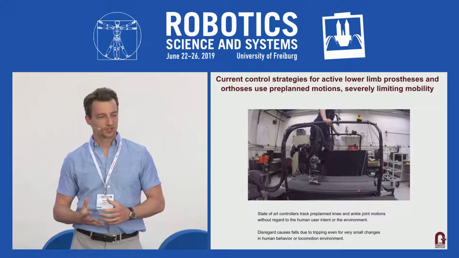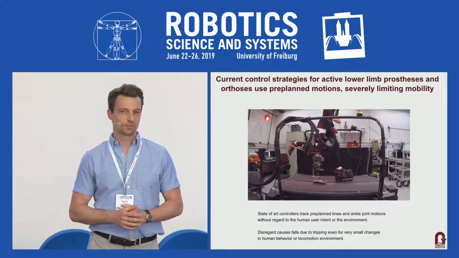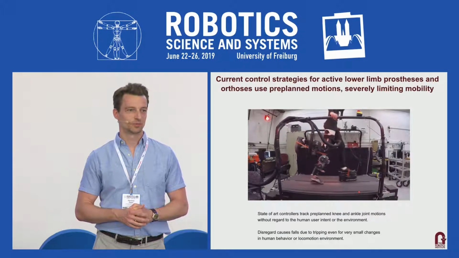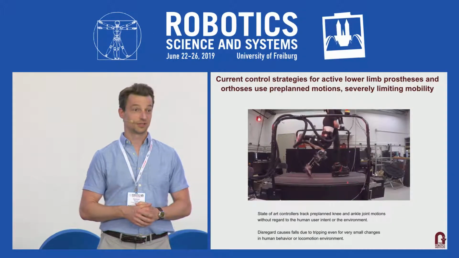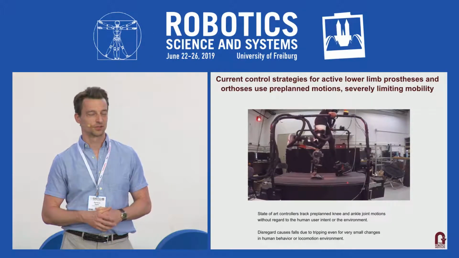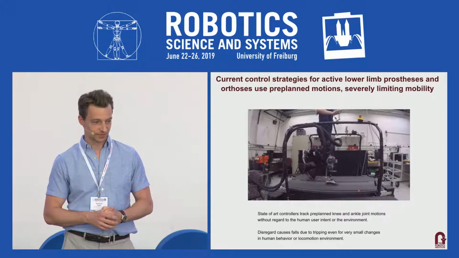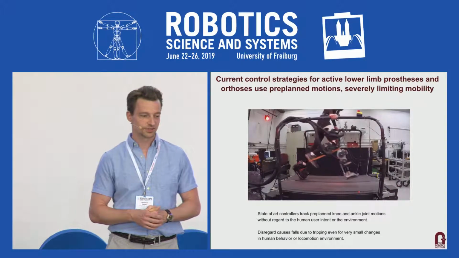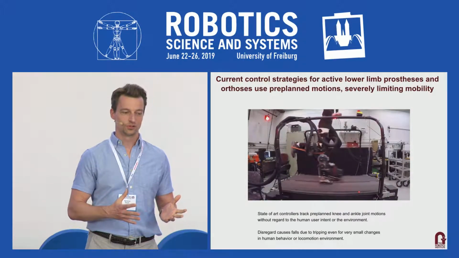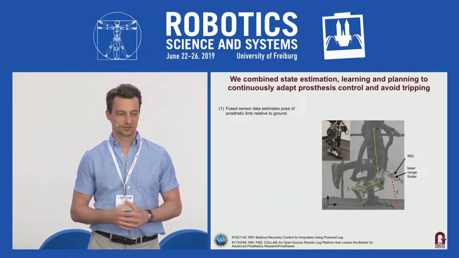Current control strategies for such active lower limb prostheses and orthoses use pre-planned motions, severely limiting mobility. Forget about all the advanced planning and control strategies you have heard about at this conference for UAVs or autonomous cars. No such thing exists for prostheses. State-of-the-art are controllers that track pre-planned knee and ankle joint motions without regard to either the human user intent or the environment, with fatal consequences such as quickly tripping.